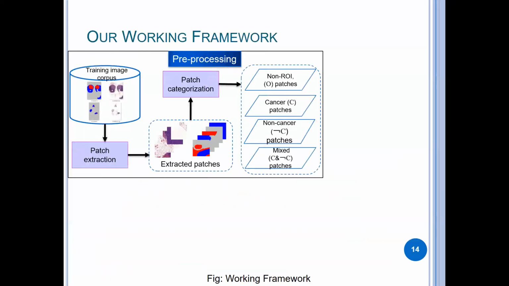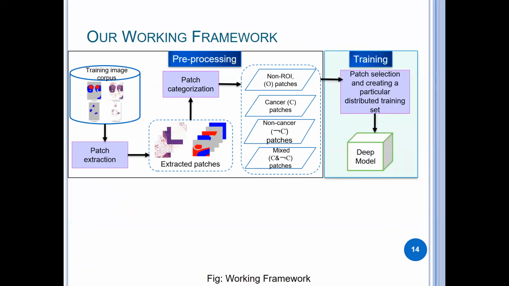Here is our working framework. We have training whole slide images and their annotated mask. In the pre-processing step, we extract overlapping patches from the training data, then categorize them according to the pixel classes they belong to. Here we categorize them into 4 categories: the non-ROI or class O patch, cancer patch, non-cancer patch, and the mixed patch. In the training stage, we select patches of the different categories, thus creating different distributions of the classes, and train a deep model.